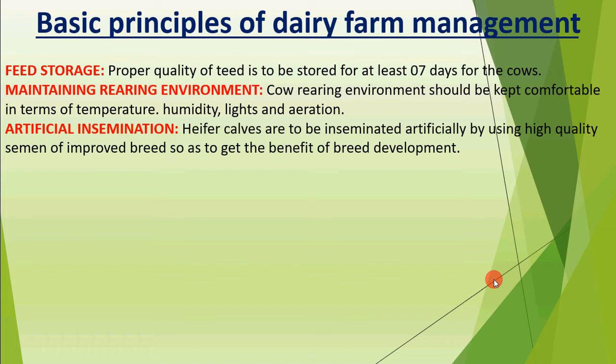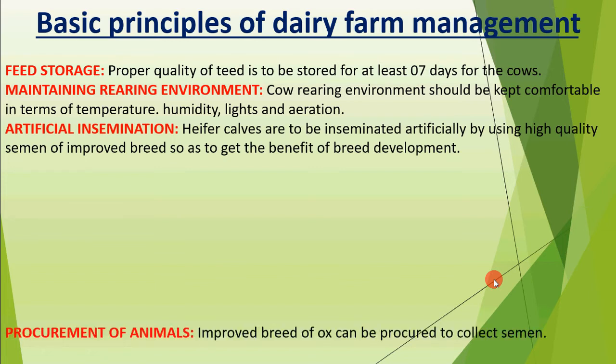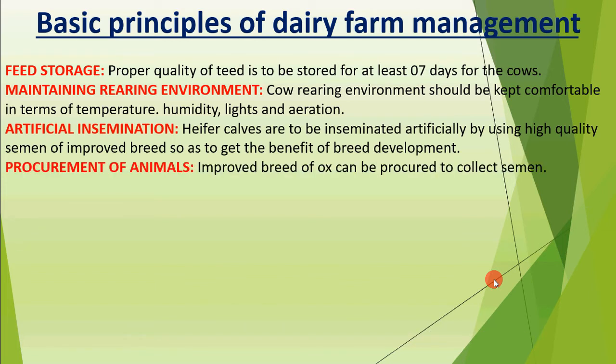For artificial breeding, you have to keep the proper heifer cows and you have to get the improved cow as well.